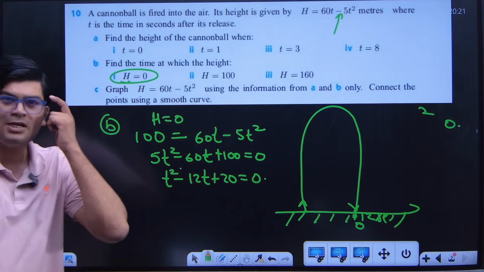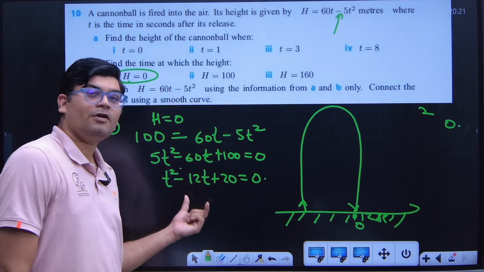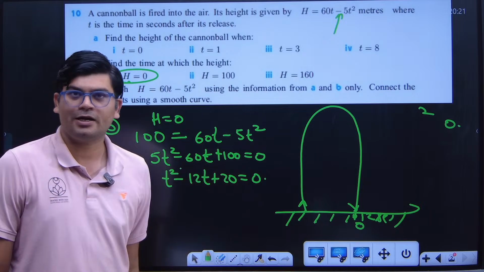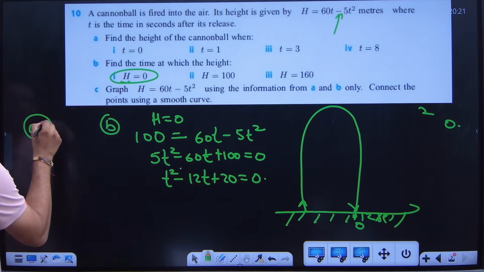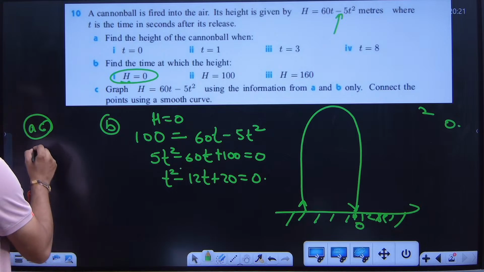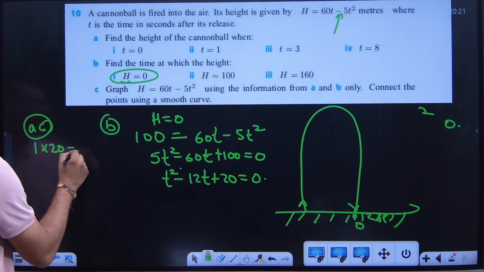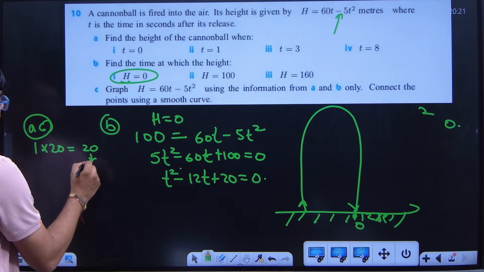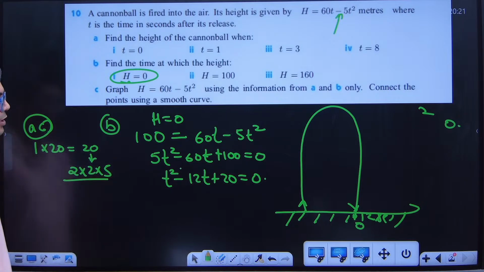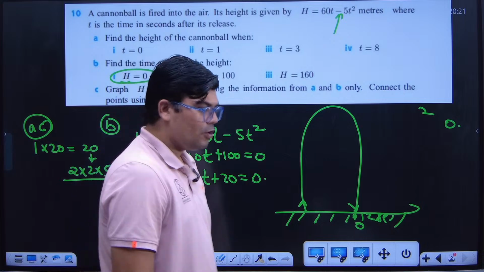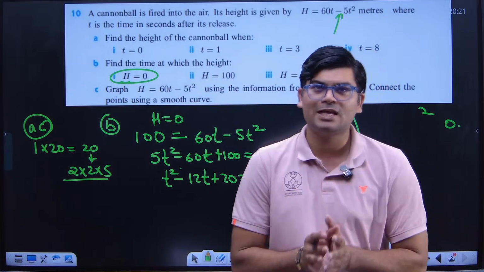Now again, please remember, don't just take 5 or 4, 6 into 12. No, not like that. First, what you have to do? You are going to solve a into c. So 1 into 20. How much? 20. So the next step is to do the prime factorization. Prime factorization is 2 into 2 into 5. Now is the number positive or negative? Positive. So both the numbers have to have the same sign.